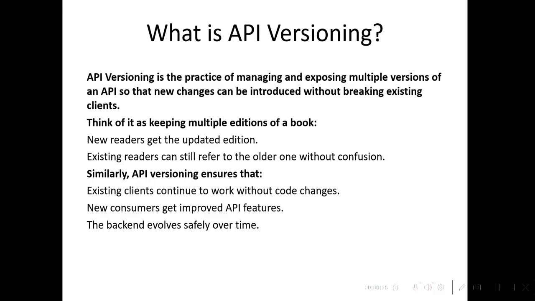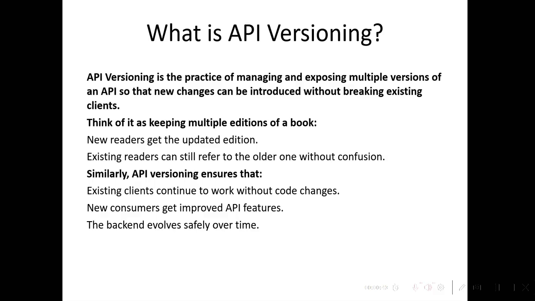API versioning is a practice of managing and exposing multiple versions of an API so that new changes can be introduced without breaking existing clients. Think of it as keeping multiple editions of a book: new readers get the updated version, while existing readers who have the old version still refer to the old version without any confusion.